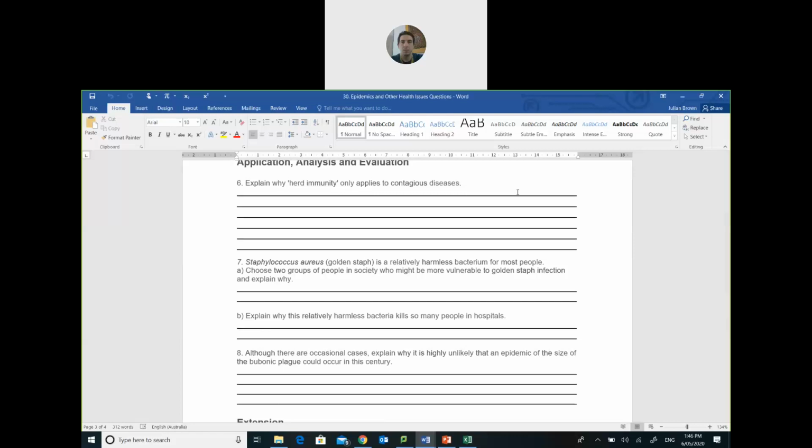And you can see why that only applies to contagious diseases, because contagious diseases are the ones that spread. If you had a disease that couldn't spread, it's not going to matter if people are immune, or there is no immunity to something that's not going to spread, because it doesn't matter. You're not going to catch it off me. So, cancer, for example.